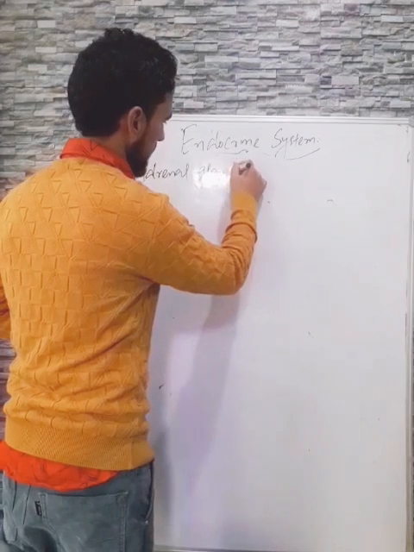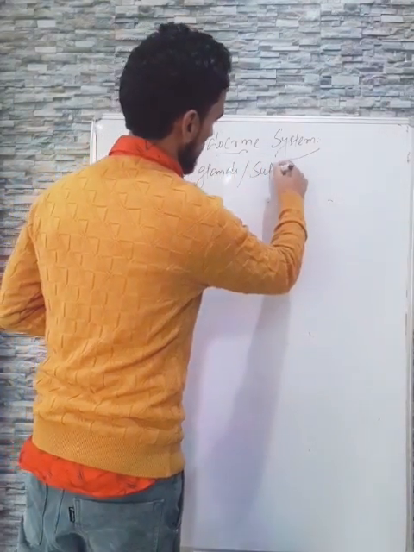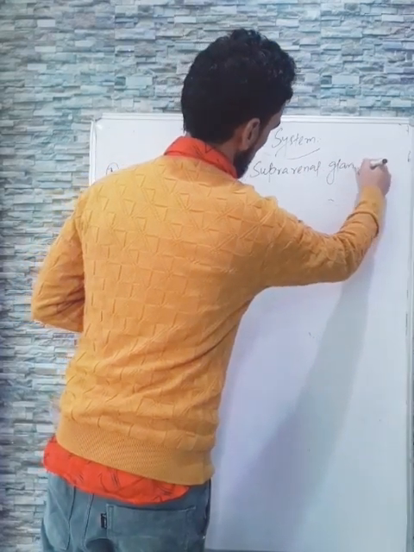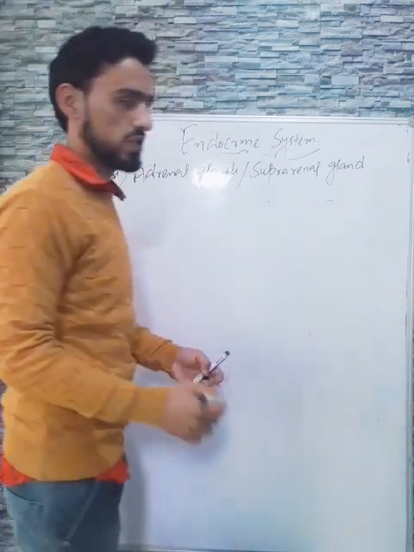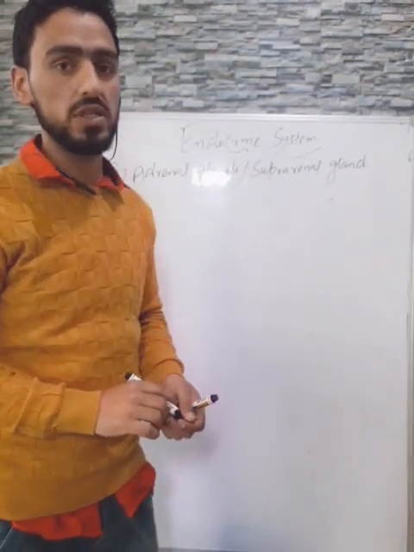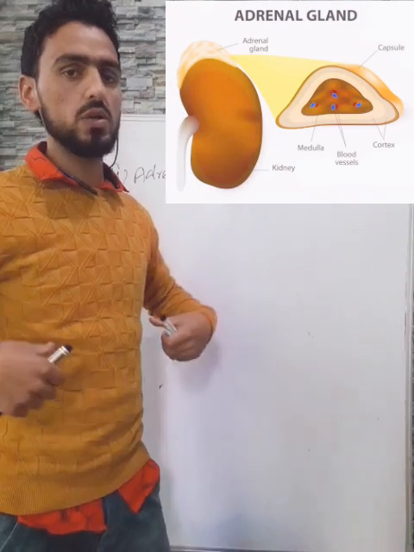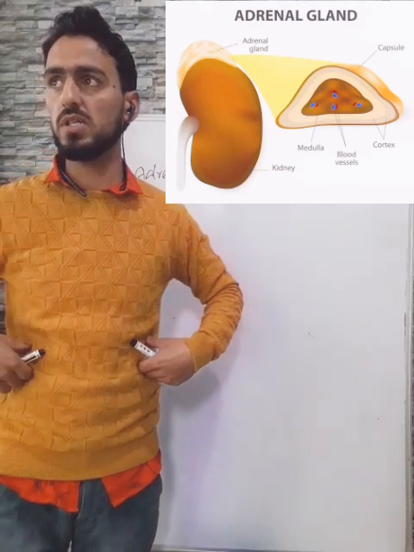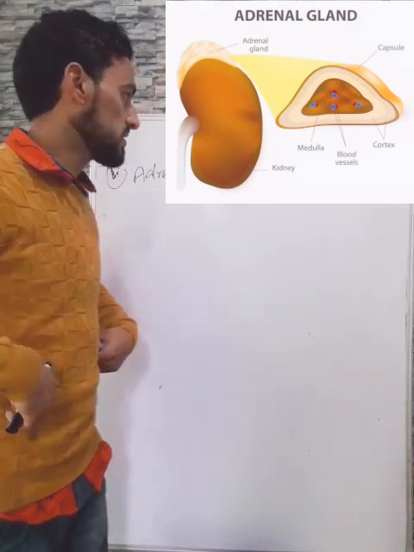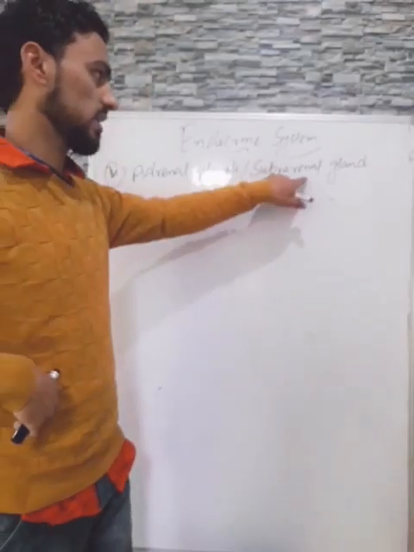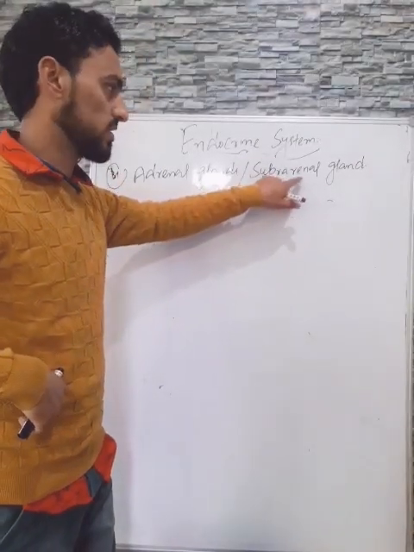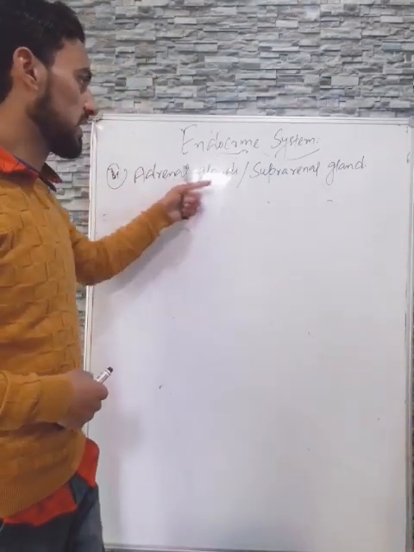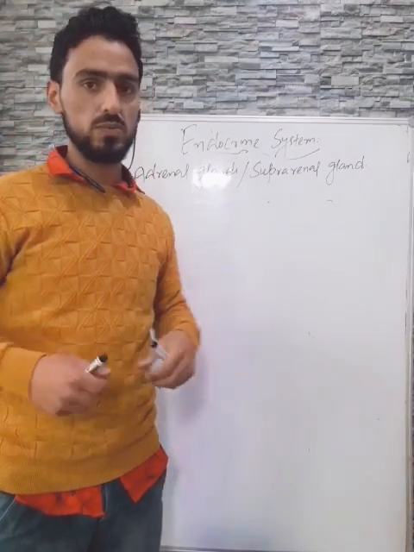Adrenal glands are also known as the suprarenal glands. They are pyramidal, cone shaped glands, as on your screen. They are located on the upper side of each kidney. Renal means the term associated with the kidneys, and supra means above, so these suprarenal glands are present above the kidneys.